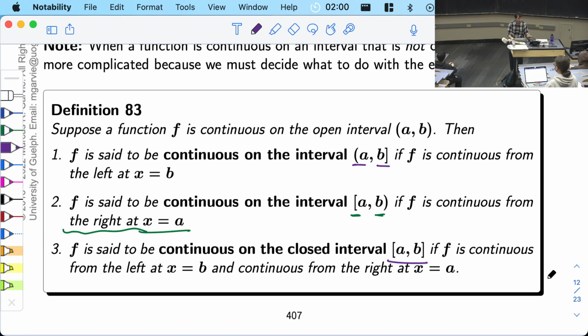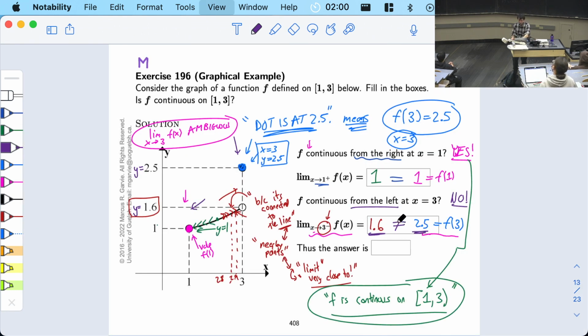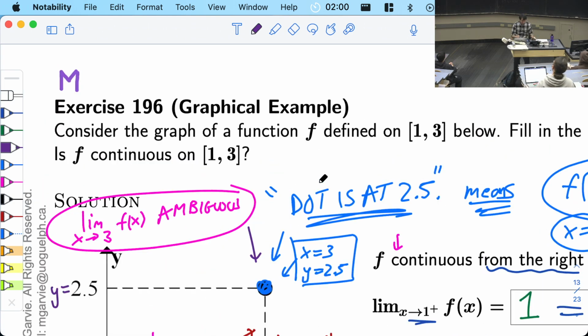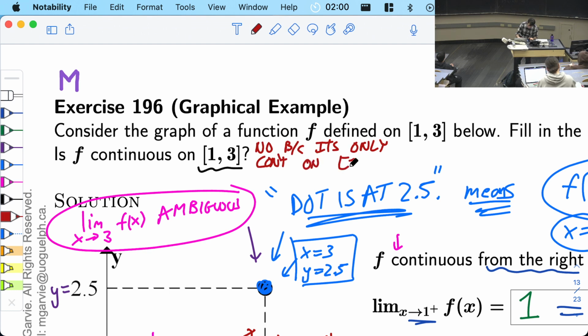So the actual question being asked in this problem, which I kind of ignored, was: is it continuous from 1 to 3, including both 1 and 3? And the answer to that question is no, because it's only continuous on 1 to 3 not including 3.